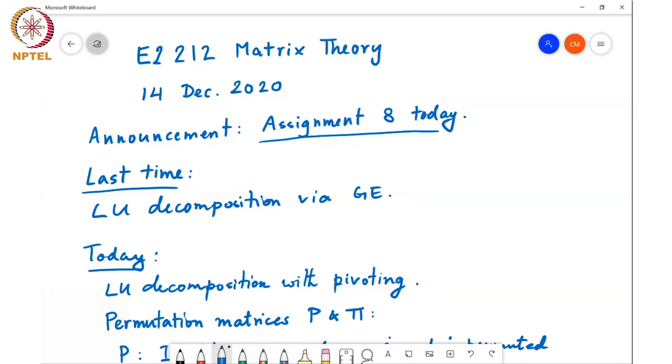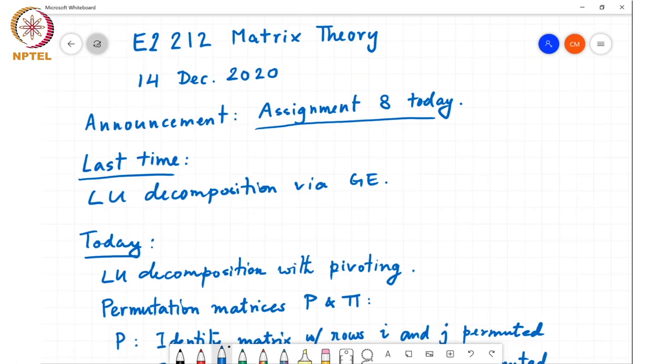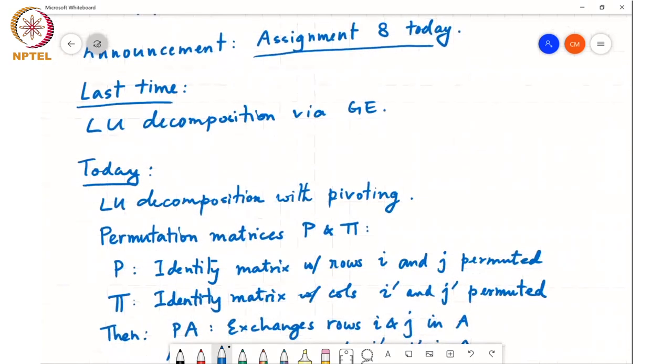So the last time we looked at LU decomposition via Gaussian elimination, and we outlined the procedure, and I also showed you an example. And towards the end of the last class, I told you about some numerical issues that arise in the LU decomposition, namely that if a very small number appears as a pivot element, then inverting that when you compute it using a finite precision machine can lead to incorrect answers. And so that motivates us to look at LU decomposition with pivoting.